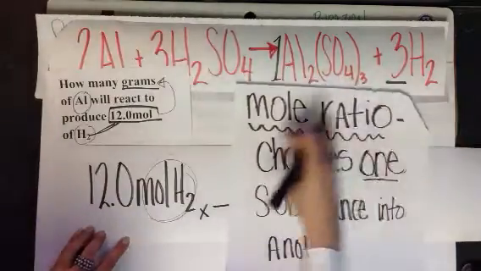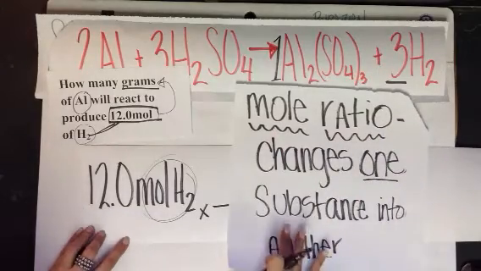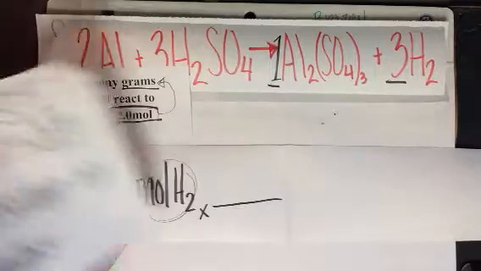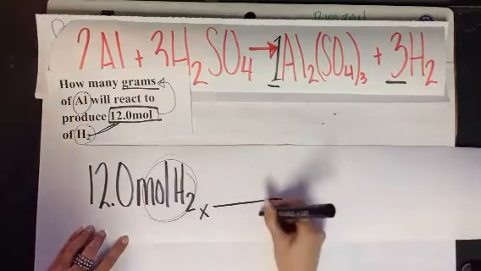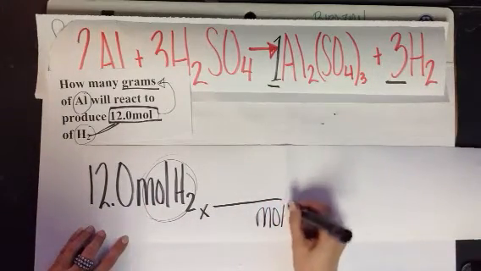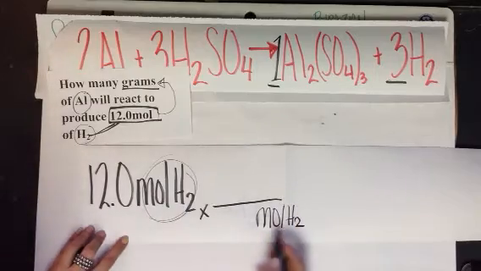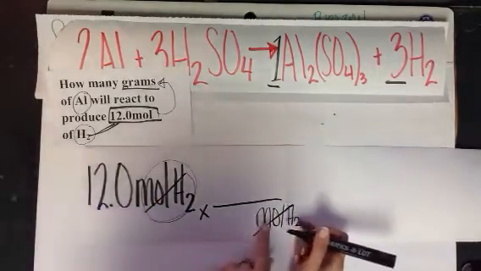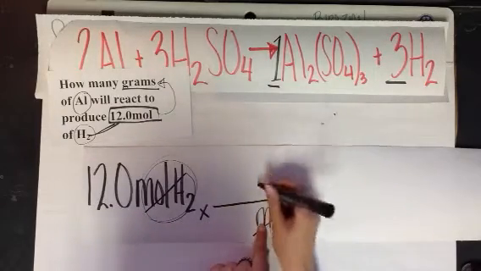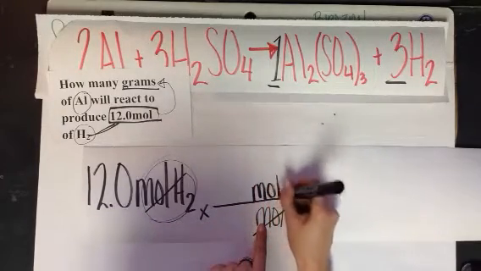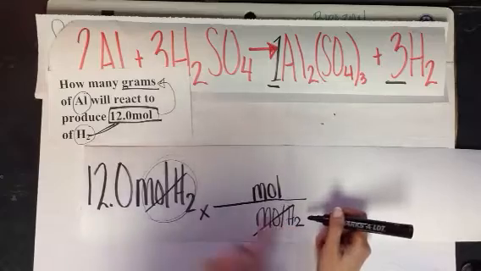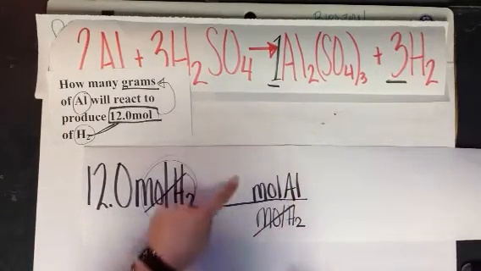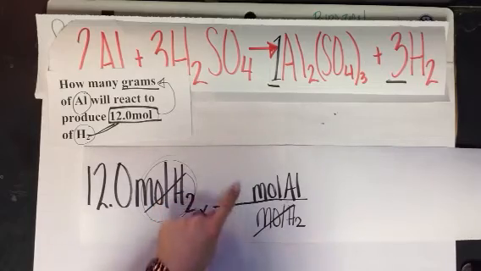Remember, mole ratios change the substance. I want to go from H2 to aluminum. Because I have a mole here, I can write moles of H2 down here. Remember, copy top to bottom. That cancels out. Since I have a mole here on the bottom, I can now do my mole ratio. And I want to switch from H2 to aluminum. Where do I get these numbers for my mole ratio?